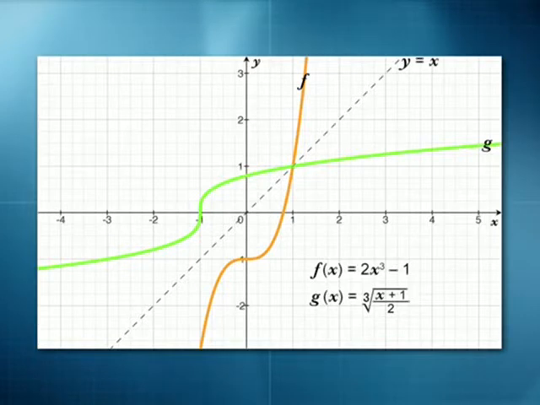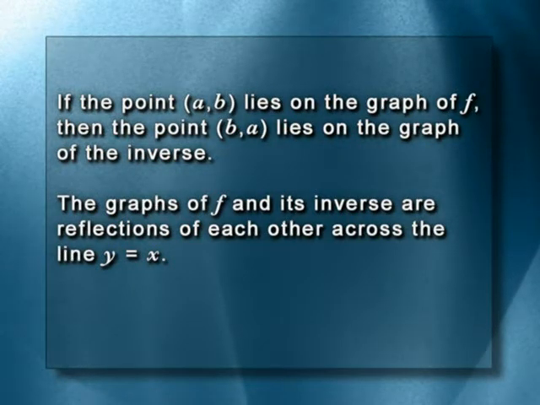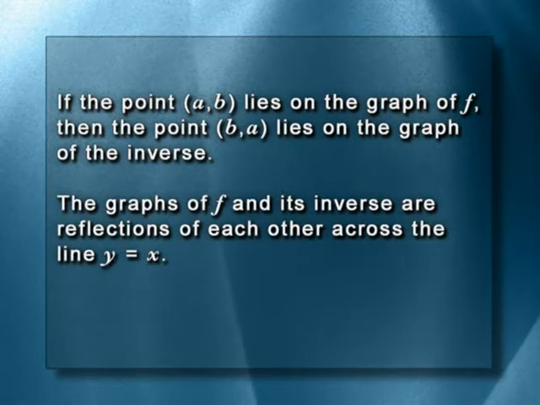They're mirror images of each other across that line. That's always true of inverse functions. There's this symmetry across the line y equals x. In fact, the general theorem is if a point (a, b) lies on the graph of f, then the point (b, a), the flipped point, will lie on the graph of its inverse. So the graphs of f and its inverse are reflections across the line y equals x.